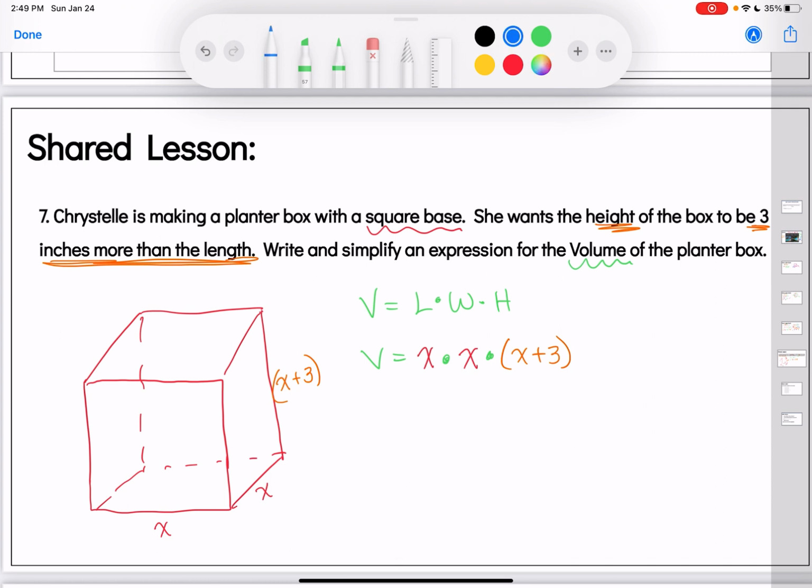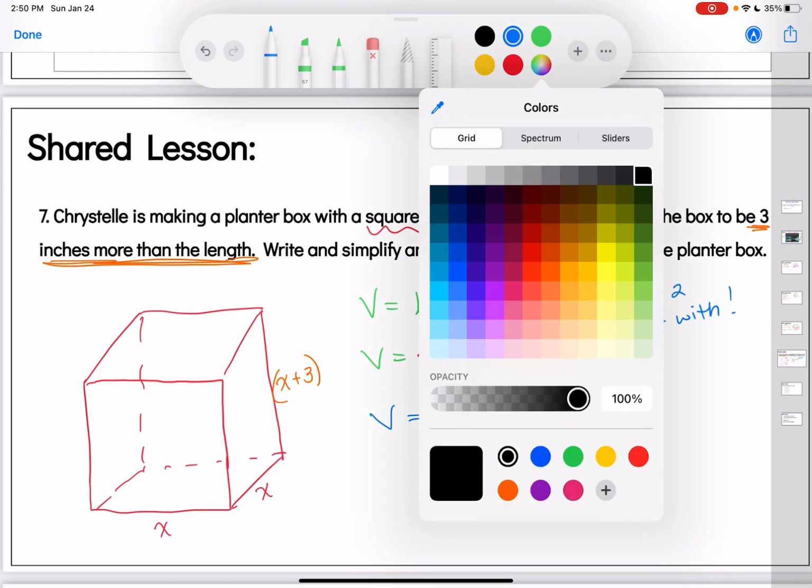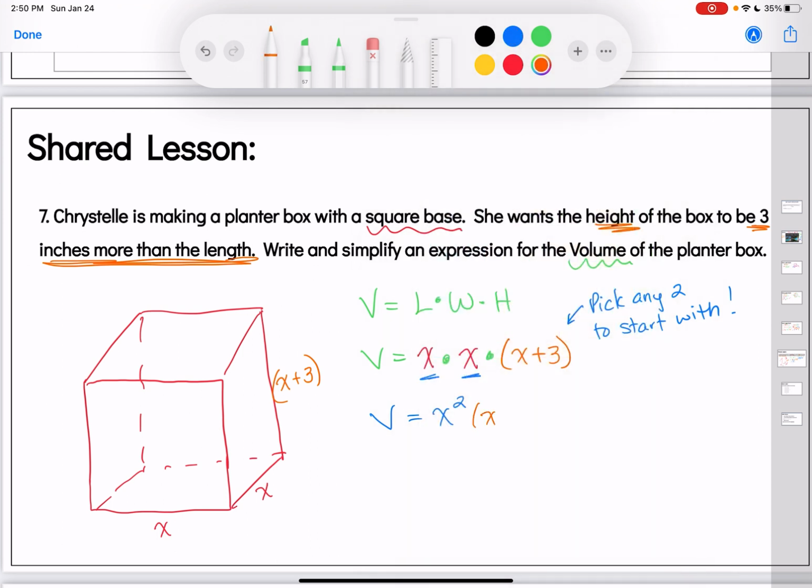Now, for some reason, multiplying these three things throws people off all the time. Totally normal. Happens all the time. You try to distribute and distribute and distribute. But remember to multiply three things. Pick any two to start with. Get an answer and multiply it by the third. So I'm going to pick the easy two, right? I'm going to multiply those first two together. X times x gives me x squared. And then I keep that third one exactly how it is. So I have x squared times x plus 3.